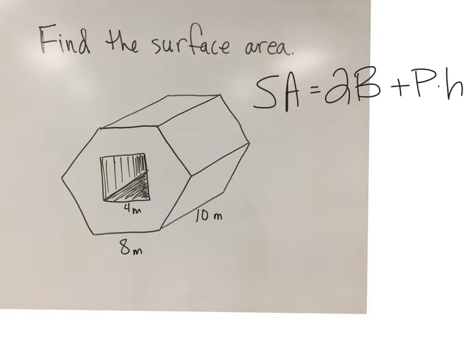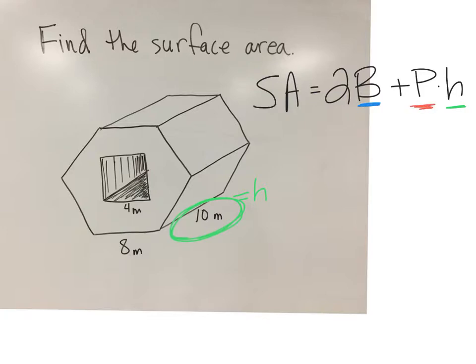Okay, the height should be the easiest thing to identify. That's the distance in between your bases. So since the bases are hexagons, the height is 10. So we'll multiply that by 10 over here later, which means we need to find 2 things: the area of the base and the perimeter of the base.